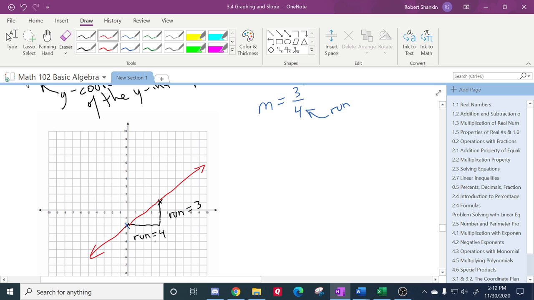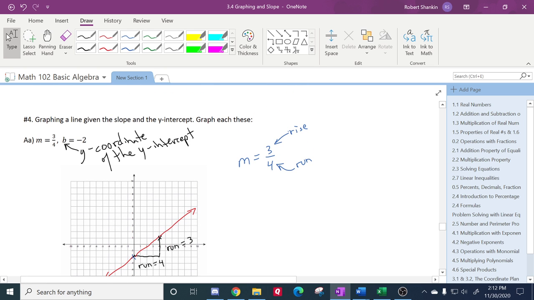And I've done it. That's the graph of the line with slope 3/4. It's positive slope, so it's going uphill, and you go from left to right. And the y-coordinate of -2 for the y-intercept.